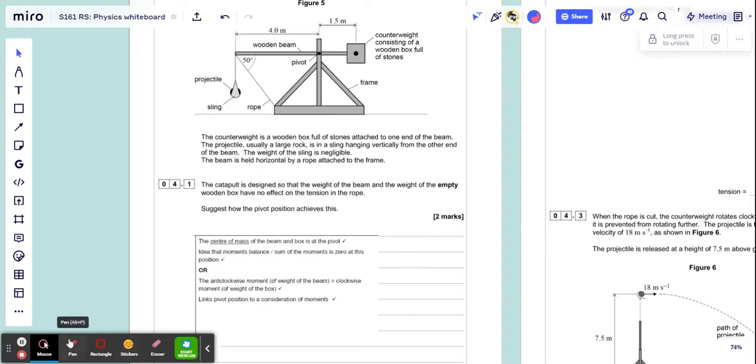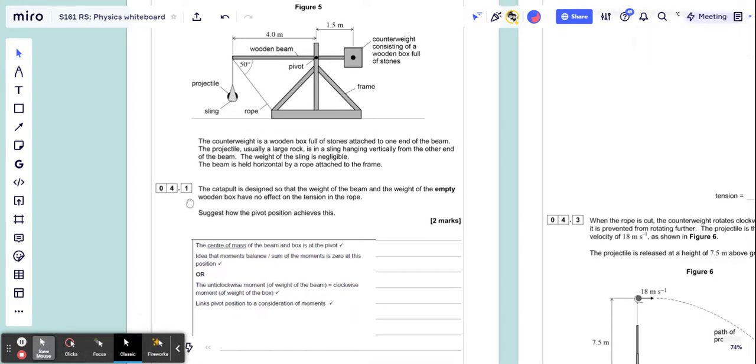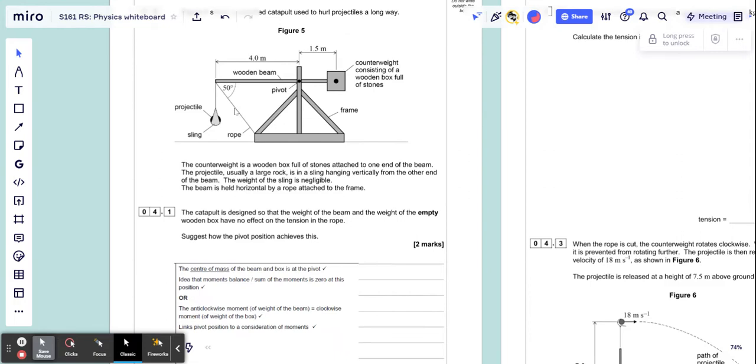Right. So basically, with this question, they want to make it so there's no tension in the rope whilst everything is all fine. So that it's a wooden box, usually full, in a sling hanging on. The weight of the sling is negligible. The catapult is designed so that the weight of the beam and the weight of the empty wooden box has no effect on the tension of the rope. How do they achieve this?